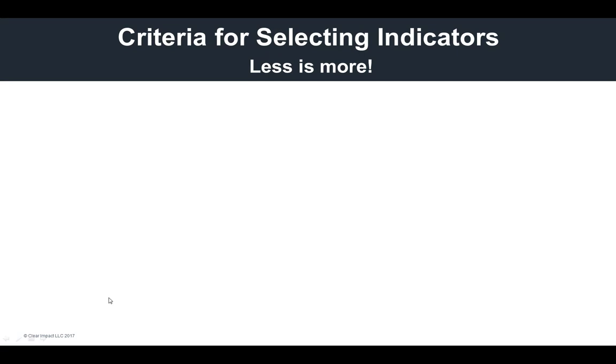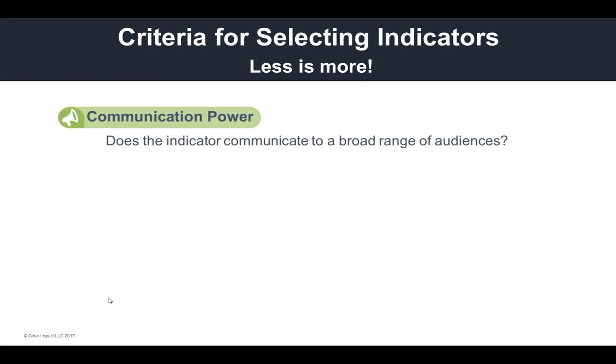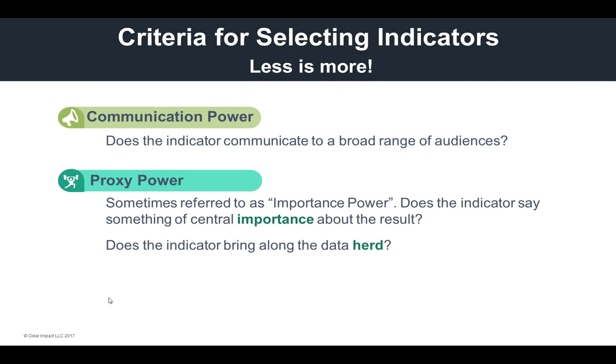So it's important to have a criteria for selecting indicators. What is that criteria? And remember, when we use it, that less is more. The fewer the better. We really don't want more than 2 or 3 indicators for any given result. Remember, these are the metrics for our population results. So pick the most important 2 or 3. For communications power, does the indicator communicate to a broad range of audiences? Can people understand it? Keep it simple.